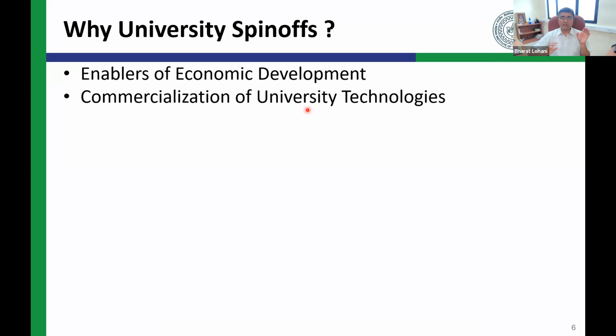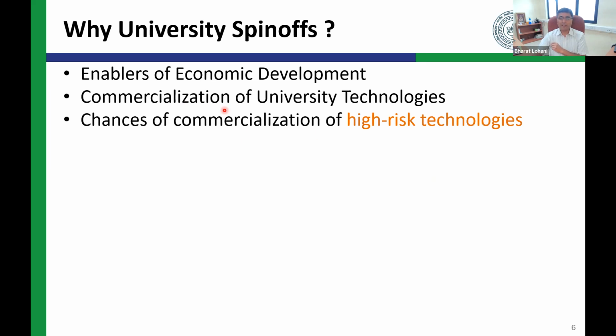So instead of going just as a research paper, which is good, it should be there, but just writing a research paper, instead of that, if you are filing the patent, or more than patent actually, if you are converting the research into a technology which is ready to go to the market or which is going to the market, then it offers this commercialization scope of the university technology.